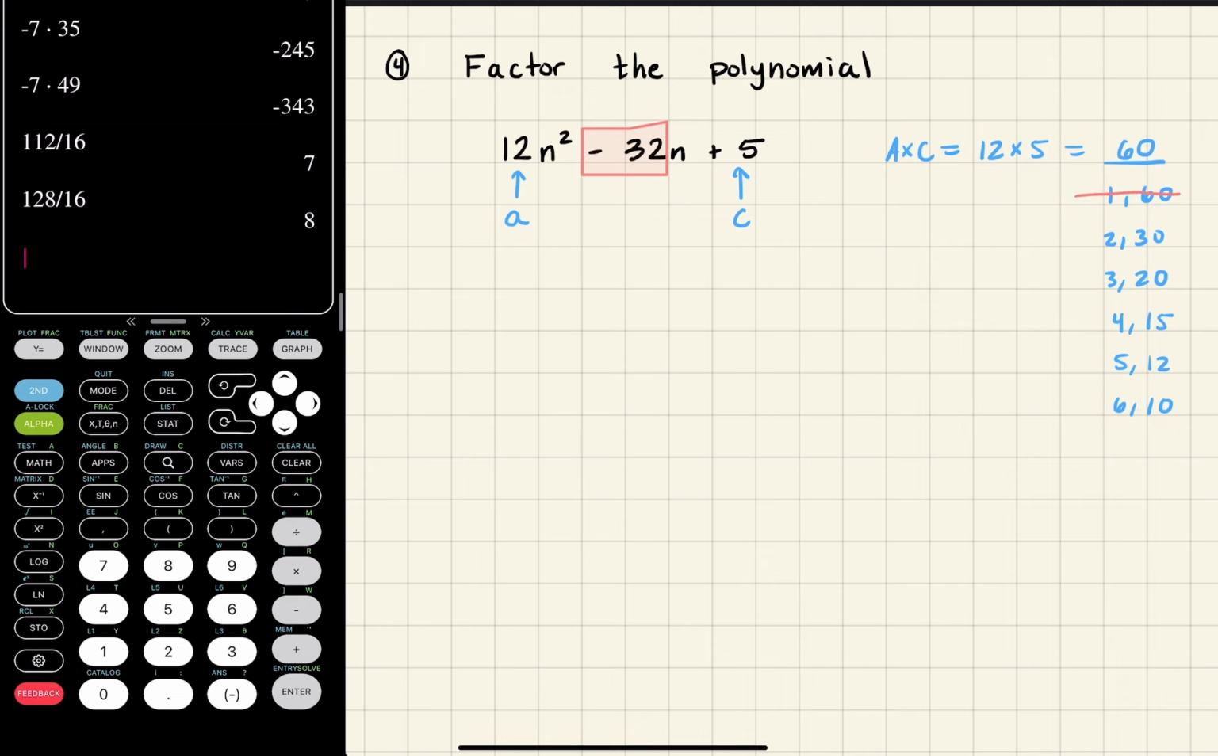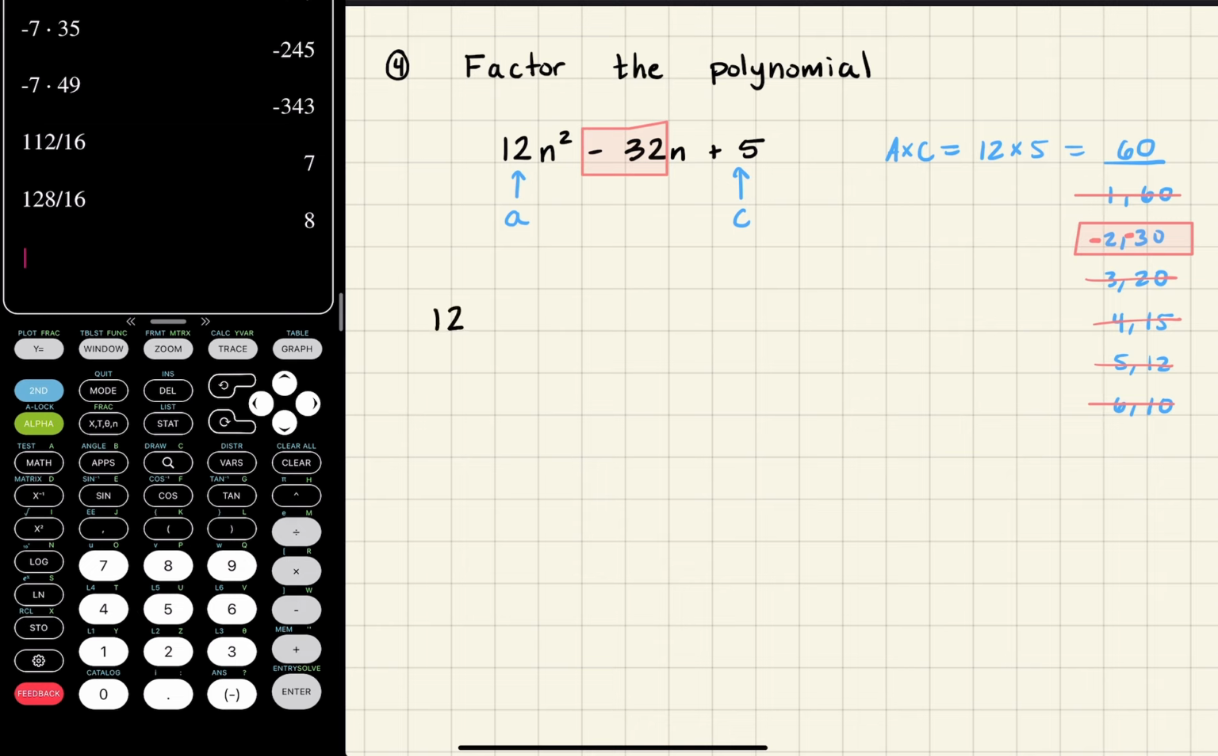Well, 60 plus 1, that's 61. 6 plus 10 is 16. That doesn't look like it'll work. In fact, none of these look like they will work except for 30 and 2. But we need a negative 32, so the only way to make that is if they're both negatives, which still works out. A negative 2 times a negative 30 is a positive 60, and negative 2 plus a negative 30 is negative 32. So those are our two choices there.